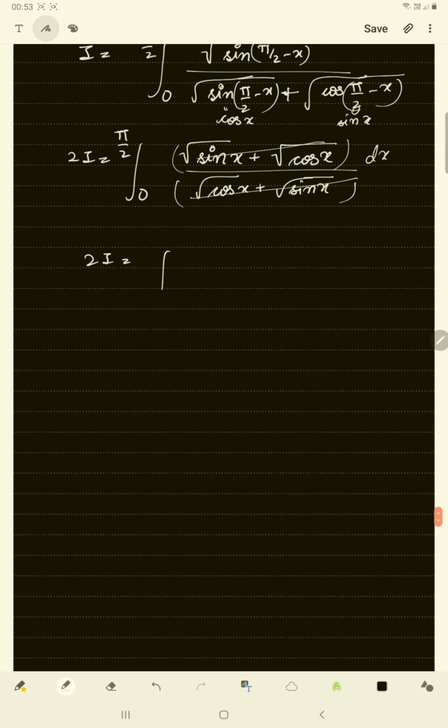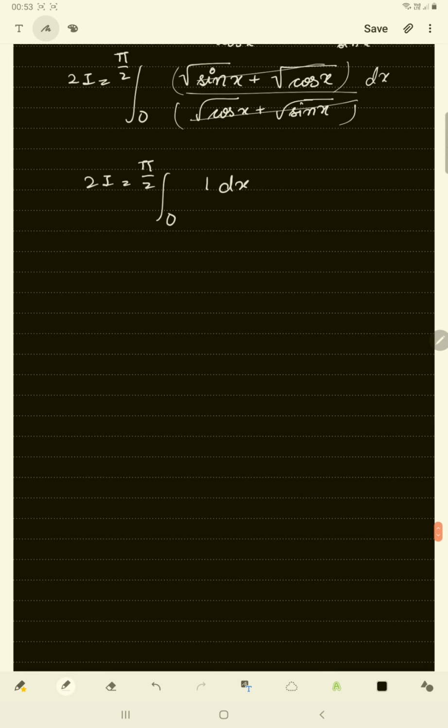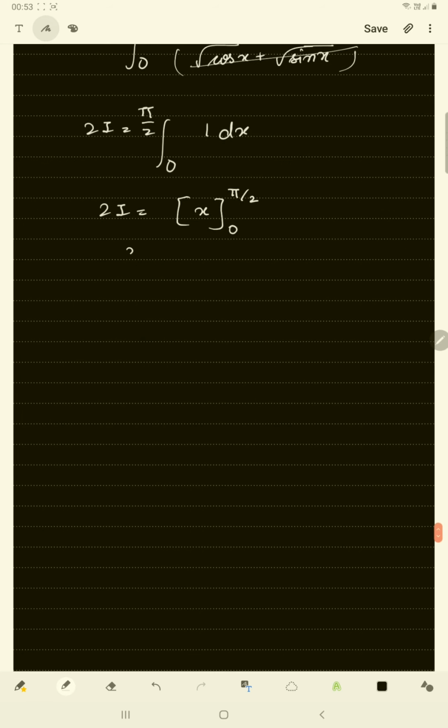So 2i is equals to the integral from 0 to pi by 2 of 1 dx. So the integration of 1 would be x from 0 to pi by 2. So we get 2i is equals to pi by 2. So I is equals to pi by 4. This is our final answer to the question.